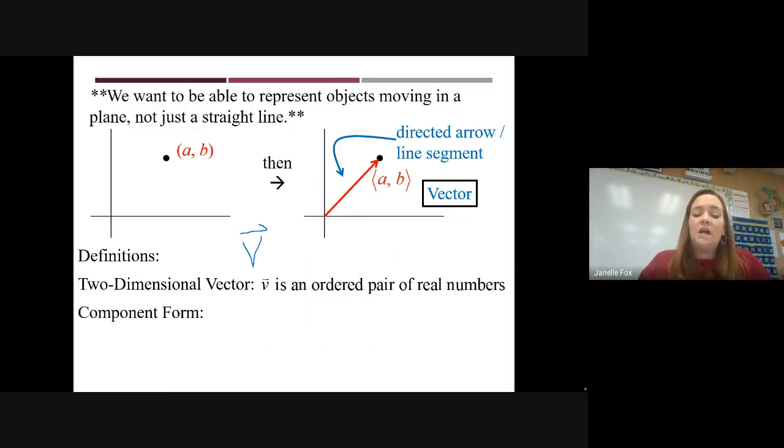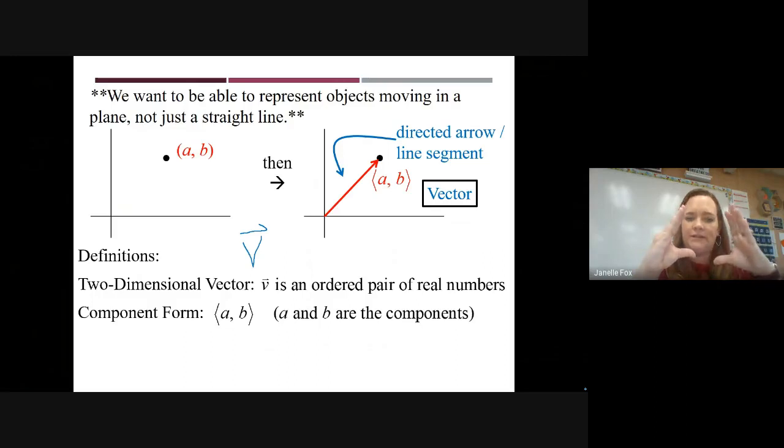When we talk about component form, we want to talk about the vectors being in their components. That's when you do the pointy parentheses, and then you put a value for the x's and a value for the y's. And so A and B are what we call the components. If you do pointy parentheses, A comma B, A and B are the components.